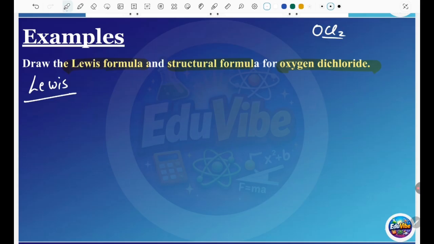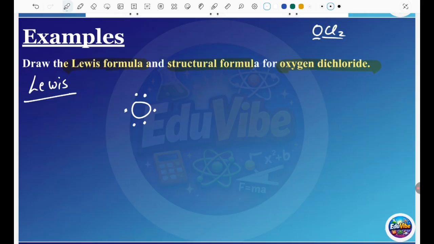For the Lewis structure, we know how to make the dot structure. Firstly, we have two Cl and we have one O. We have to use all three of these. So for O, how many valence electrons do they have in the outermost shell? They have 1, 2, 3, 4, 5, and 6. So they have 6 valence electrons.